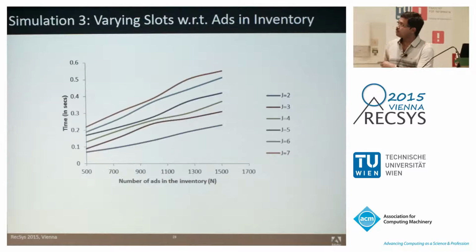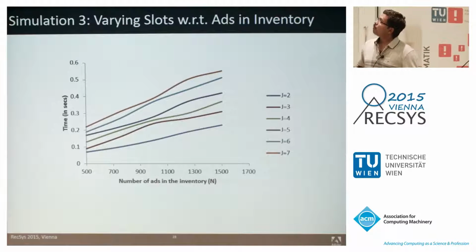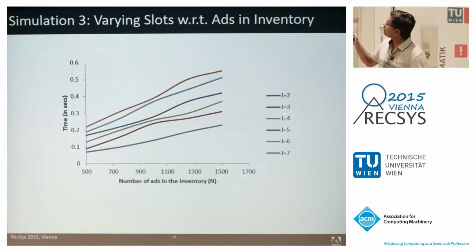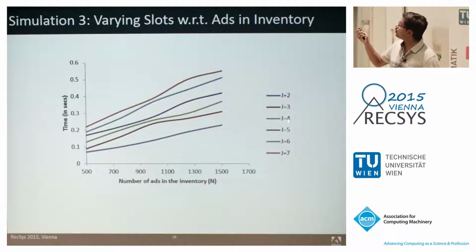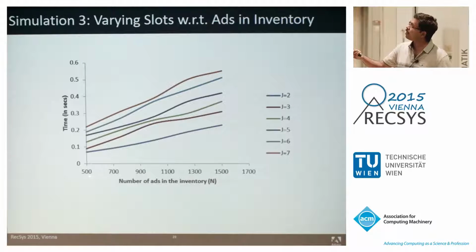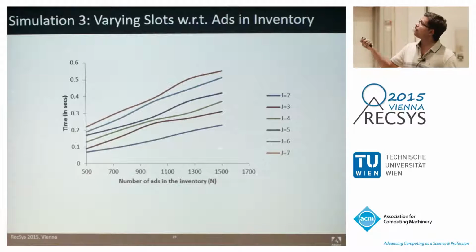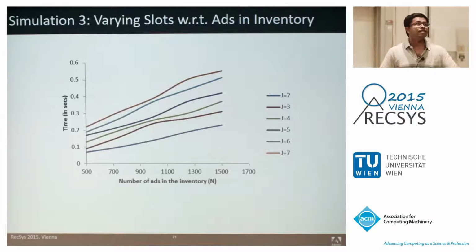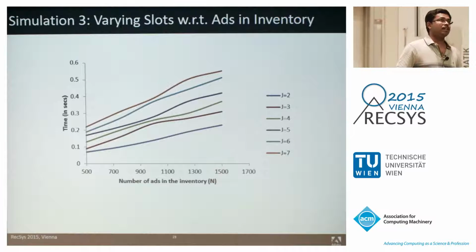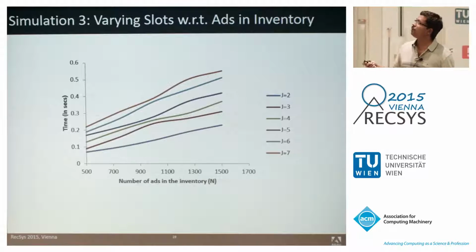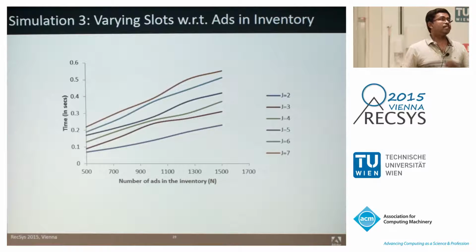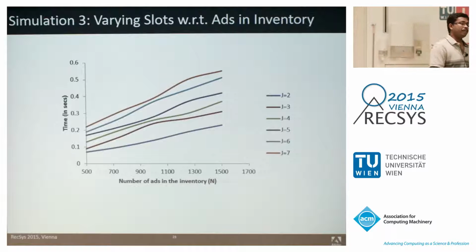So that brings us to our last simulation. We show that if you increase the number of slots from 2 to 7 and you increase the number of ads from 500 to 1500, you're still less than 1 second. If you're looking at 200 milliseconds as the industry standard, then you can still choose, let's say, 5 ads from at least 700 ads, which is still a great leap from where we were.